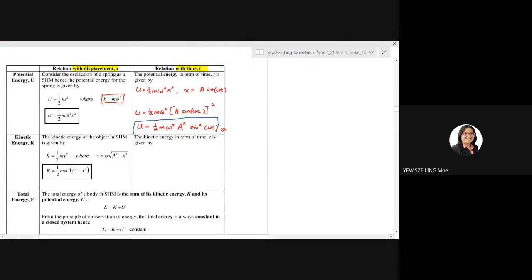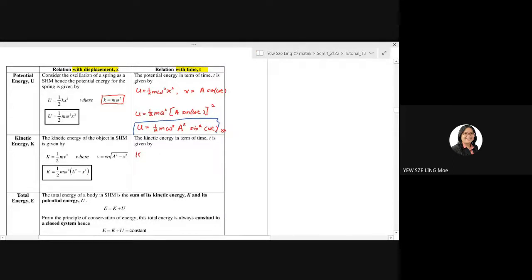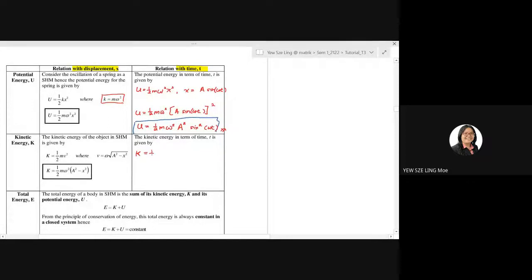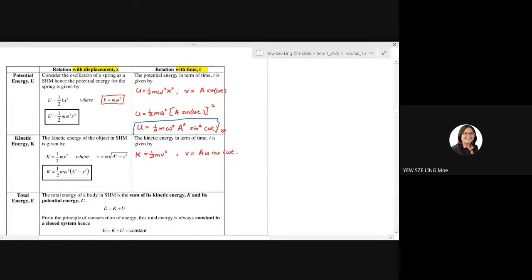So for kinetic energy, the kinetic energy of a simple harmonic motion is given by K equals 1 over 2 m v square. And now we know v equals omega times the square root of a square minus x square. So you plug it into the equation, you get the equation with displacement. Now, how about the equation with time? Well, again, we begin with the equation for kinetic energy. So K is equal to 1 over 2 m v squared. And the general equation for v is v equals a omega cos omega t.